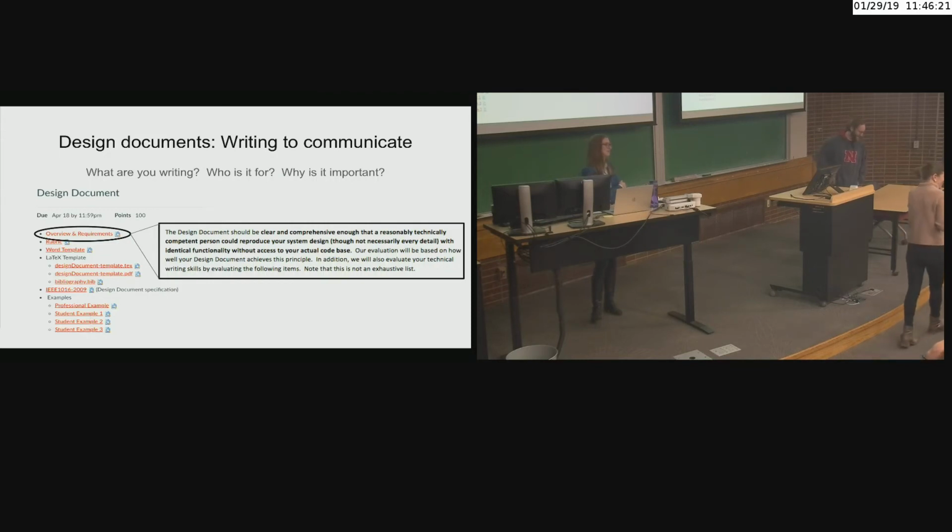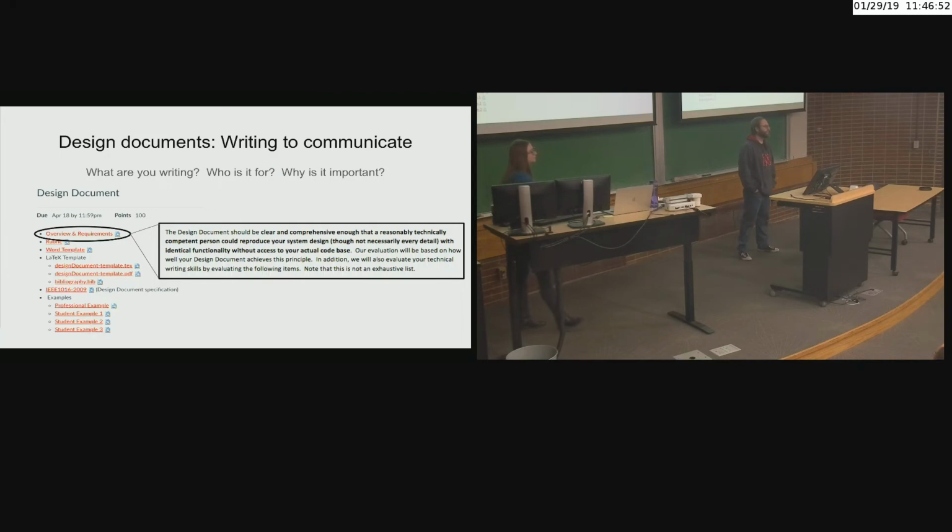Come on. Thank you. The design document should be clear and comprehensive enough that a reasonably technically competent person could reproduce your system design, though not necessarily every detail, with identical functionality without access to your actual code base. Our evaluation will be based on how well your design document achieves this principle. In addition, we will also evaluate your technical writing skills by evaluating the following items. Note that this is not an exhaustive list.